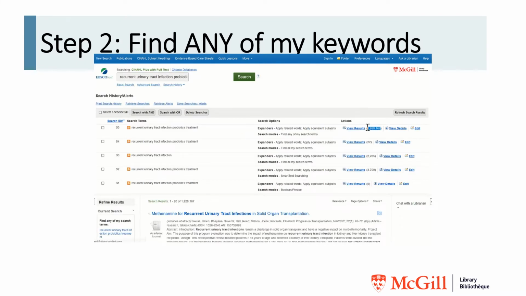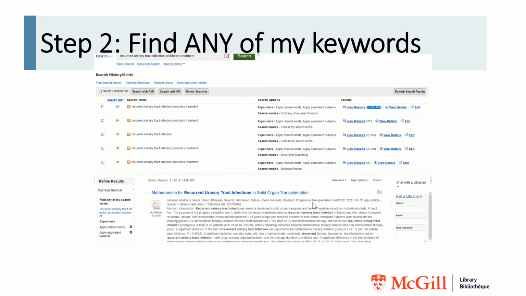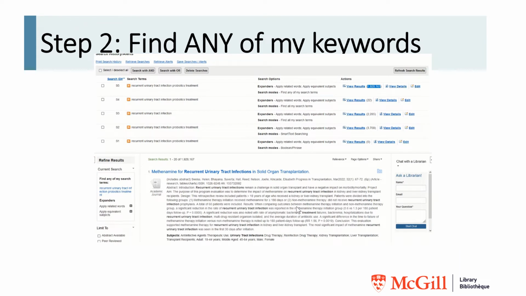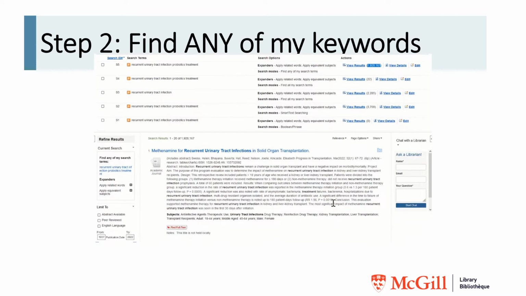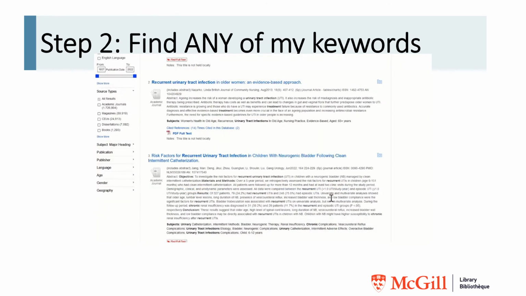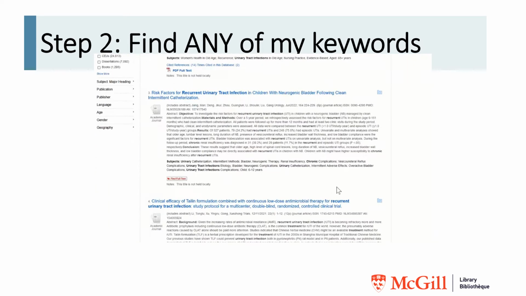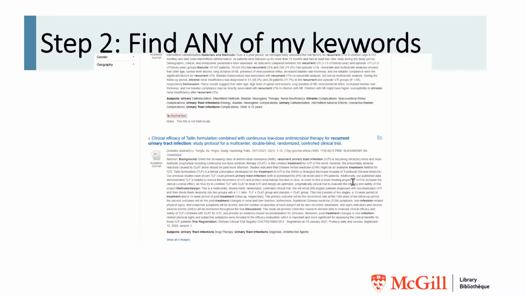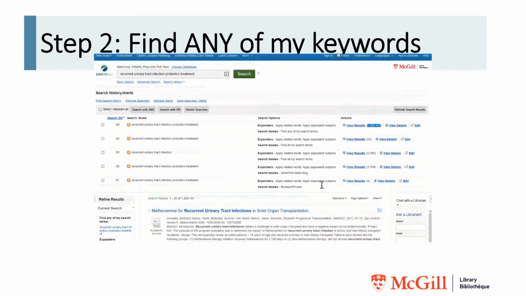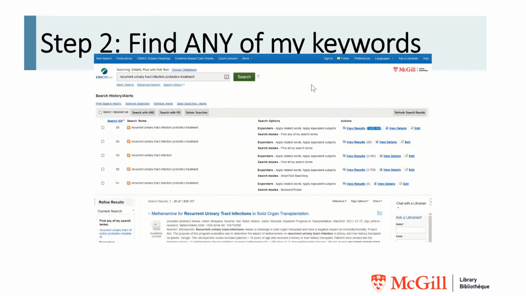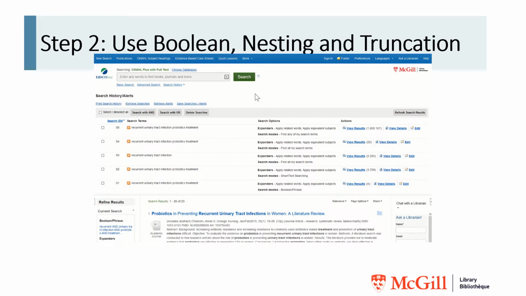So here we got over 1 million results. What's going on? Well, basically what's happening here is that we asked the database to find any article that had any of the words. And so that brings a whole lot of articles. Some of them might only have the word recurrent. Some of them might only have the word treatment. So that's definitely not the kind of search that we want to do. Let's go back to the search page and try a different method.